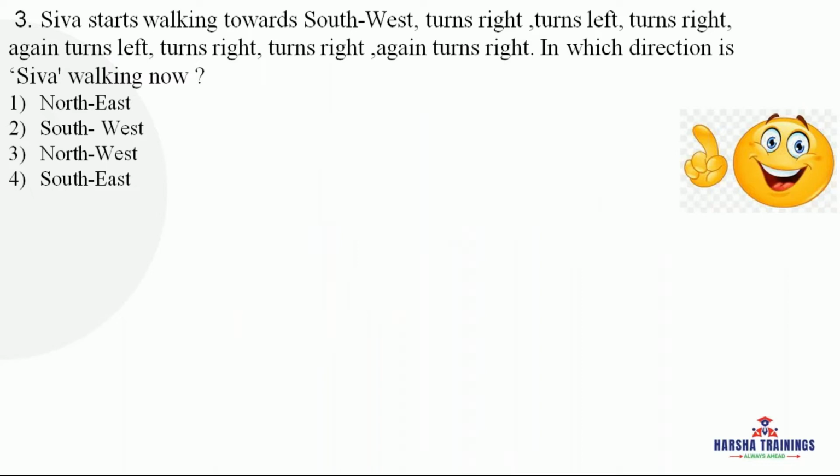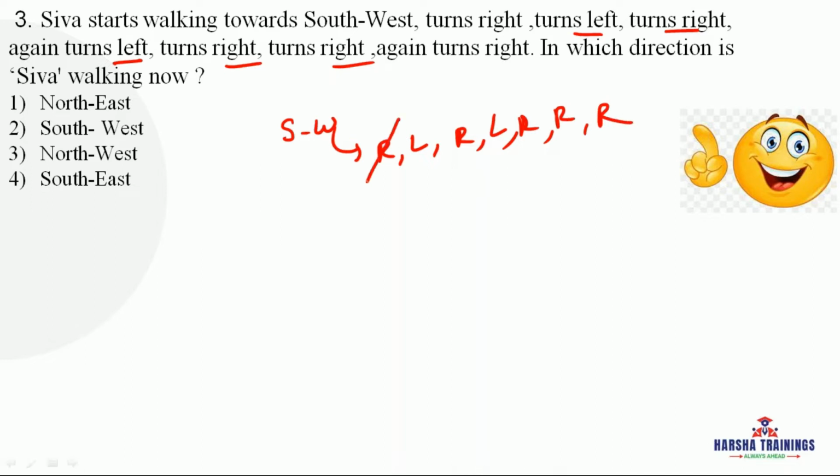What is the answer? Shiva starts walking towards southwest, turns right, turns left, turns right, again turns left, turns right, again turns right. In which direction is Shiva walking now? So a person starting southwest direction, right? Turn right. So turn left, turns right. Okay, again turns left, turns right. Okay, turns right, and again turns right. Okay, so right, left is cancelled, right, left is cancelled, triple R. Right, triple R moving now.